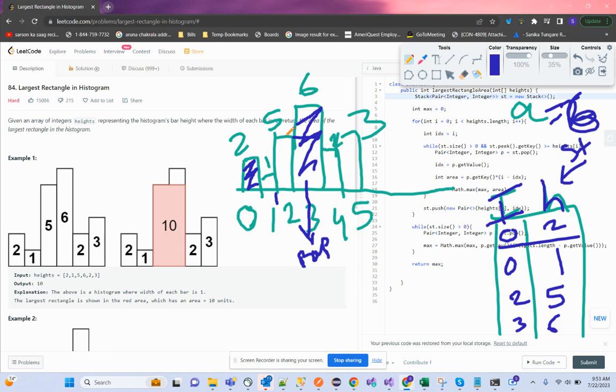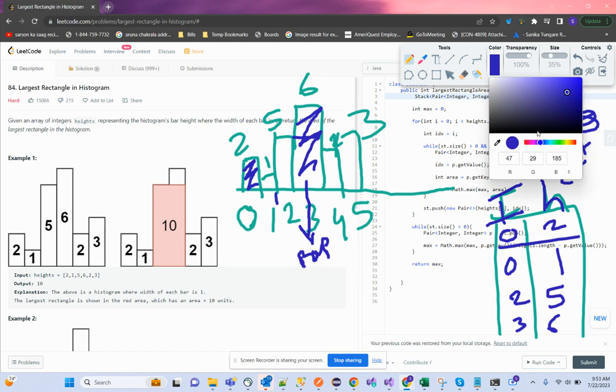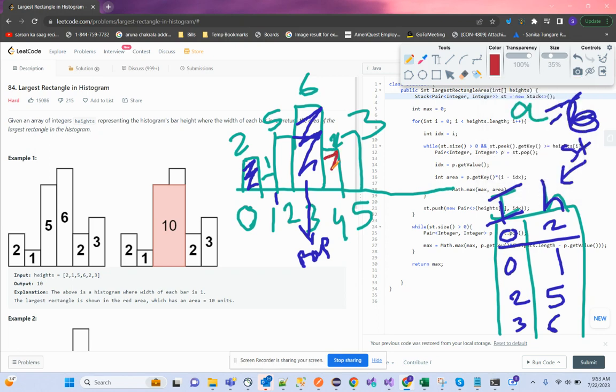Next, let's take the fifth height. We are going to pop the fifth because our next height is 2, which is less. But what area is it going to make? The area it is making is this much because 6 was increasing, so we can use that as our width and height as 5. So width becomes 2 and height is 5. That's the reason the area becomes 10. We are updating the area as 10 and we are going to pop it.